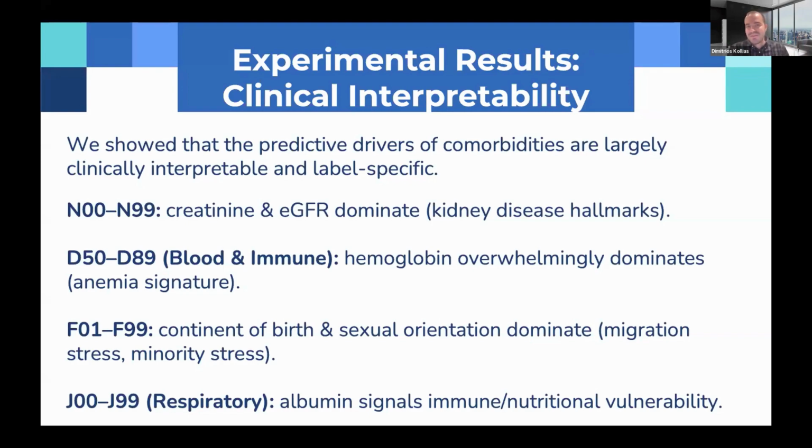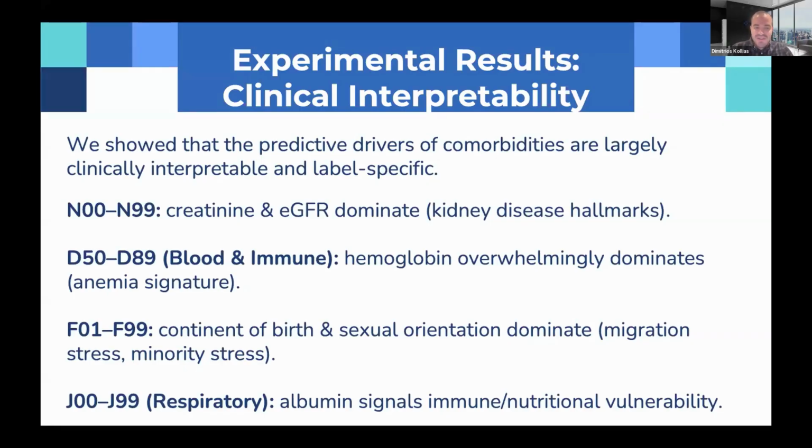They are the hallmarks. Another example is the class D50 to D89, which has to do with blood and immune diseases. In that case, we found that hemoglobin overwhelmingly dominates. And again, hemoglobin is a signature for anemia, so this clinically makes total sense. I have 2 other cases here.